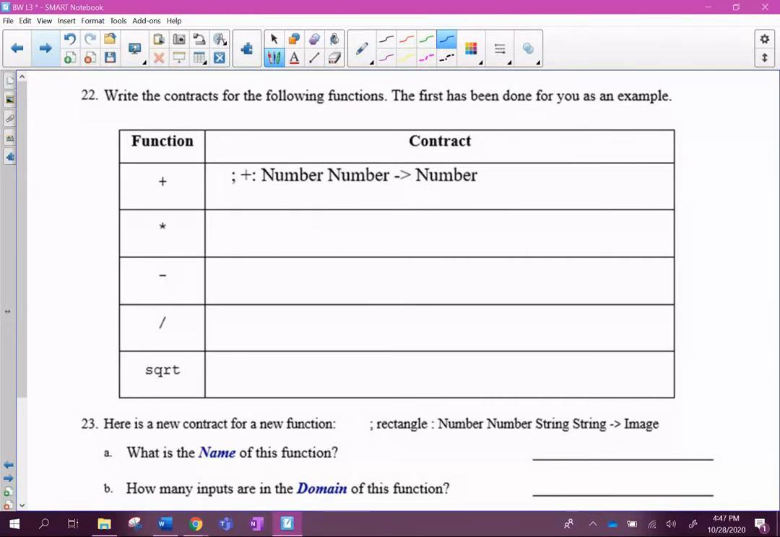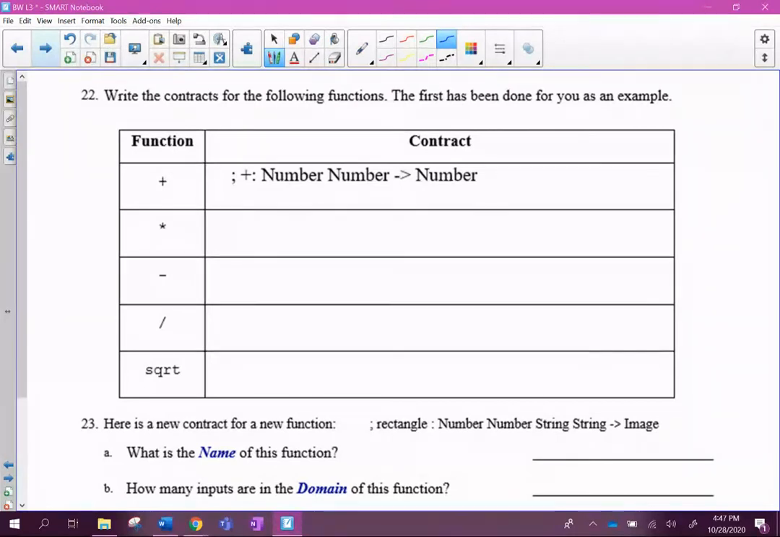So we start our contract with the semicolon. Second thing is the name of the function. Here our name is addition, so the plus sign. After the name comes a colon. Then we write the domain, what the function is expecting as the input. If I'm doing an addition problem, at a minimum, I need two numbers. I could have more than that, but I need at least two numbers. Then we do our arrow, and this function produces another number.